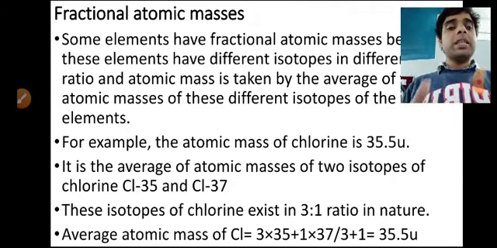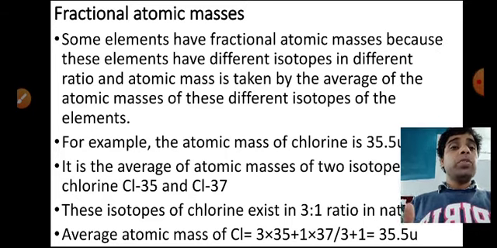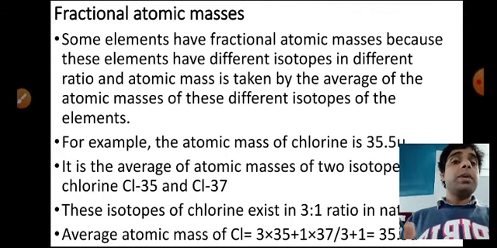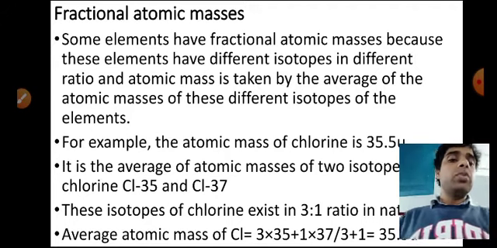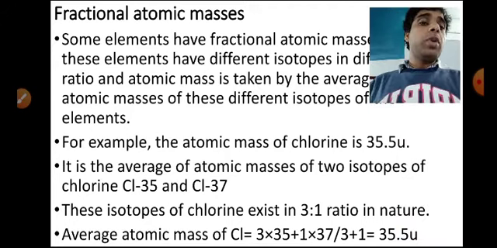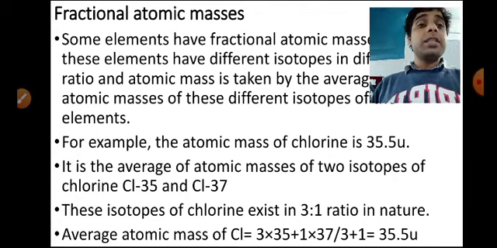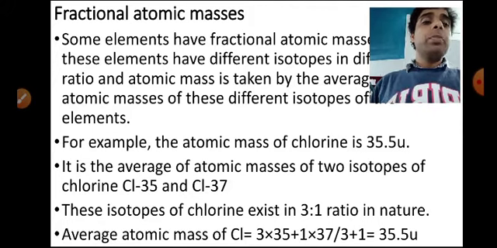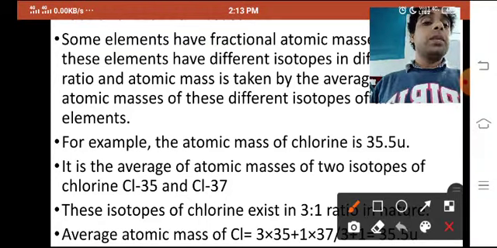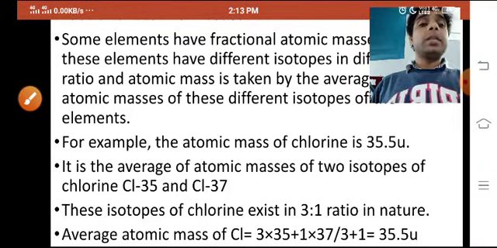This is the method given here, and it is written that some elements have fractional atomic masses because these elements have different isotopes. The calculation method is to multiply the ratio with the isotopic masses, so 3 into 35 plus 1 into 37, divided by the sum of the ratio, and it will come to 35.5.